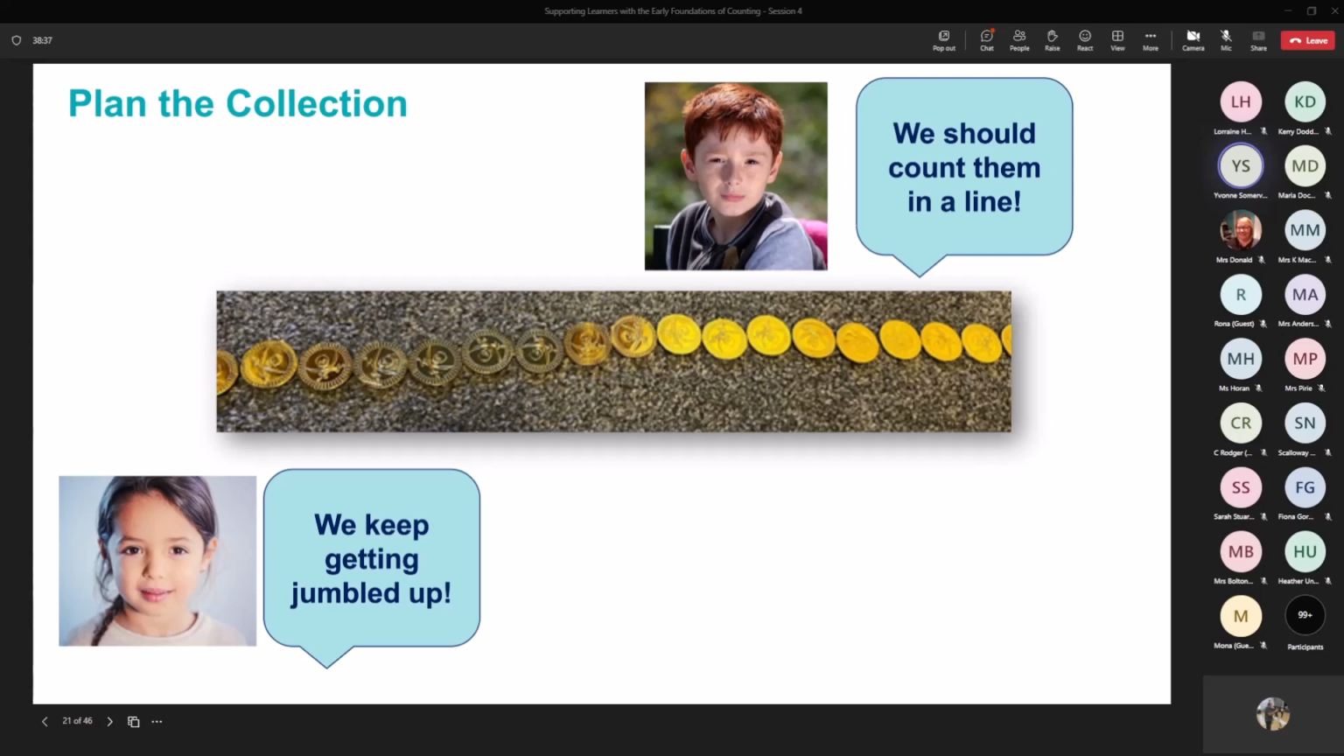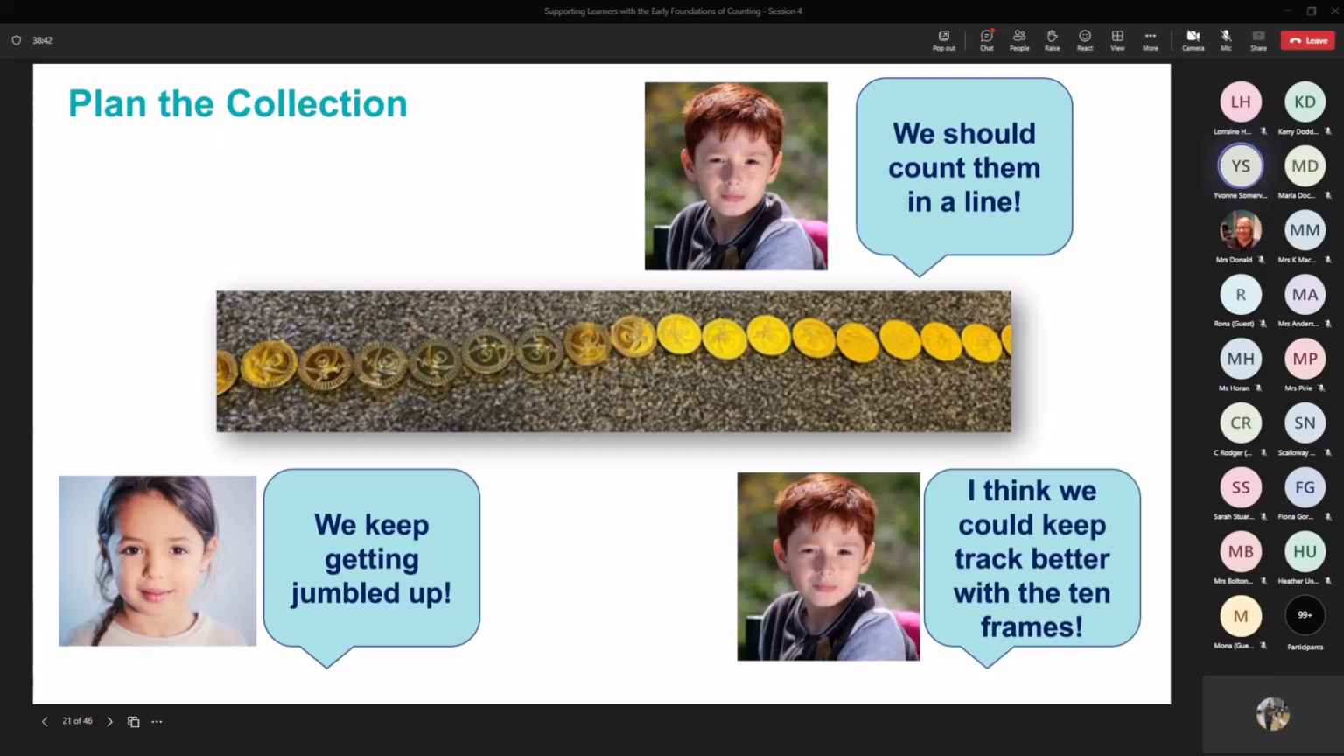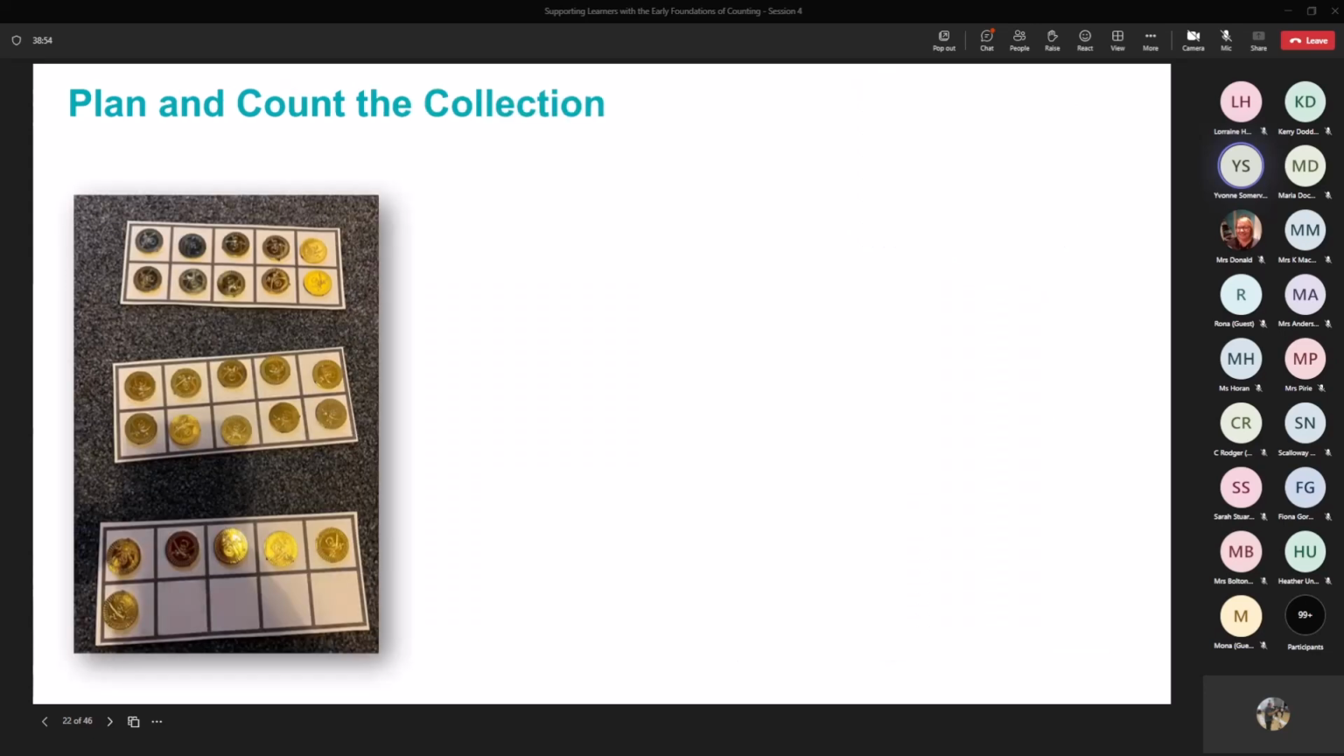And it was then at that point that Ben suggested that he went to get a 10 frame to help them. And so everybody in the counting group agreed that that was a really good idea for keeping track. So you can see that they went off and got their 10 frames, and the children began to arrange all the different treasure that they'd found into the 10 frame.